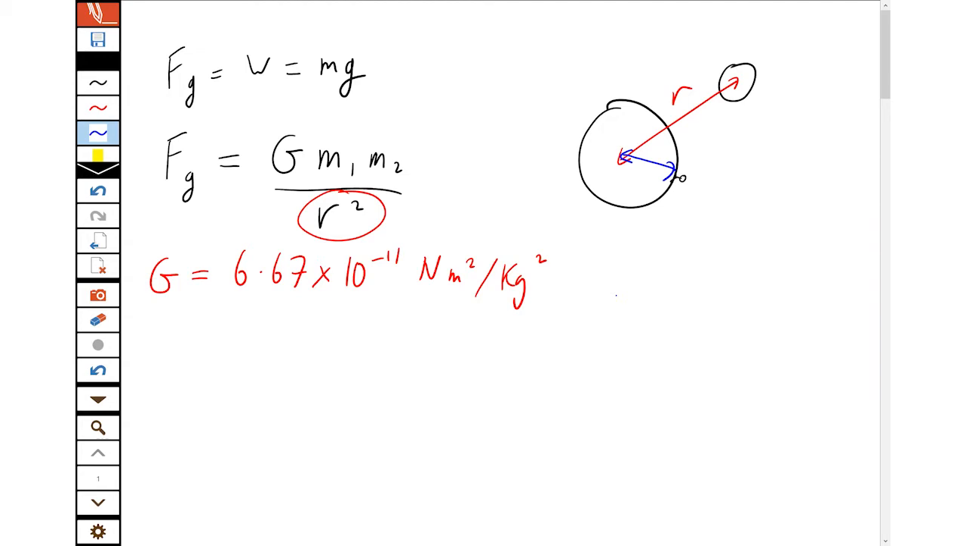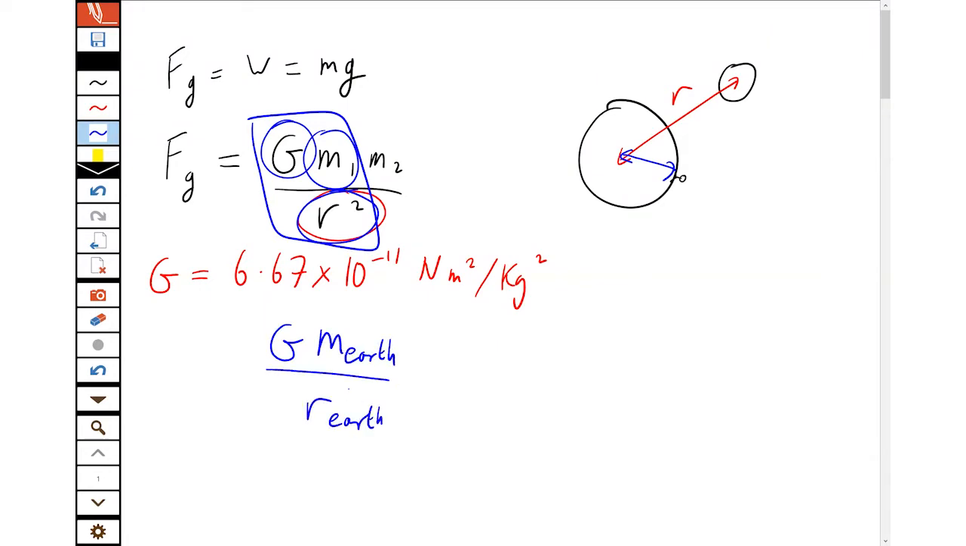In fact, this is something that happens quite a lot. We often talk about things on the surface of the Earth, so the radius is always pretty much the same. The mass of the Earth is always pretty much the same. And the universal constant of gravitation, well, I'll let you guess how often that changes. So we gather all those together: mass of the Earth, radius of the Earth squared, and we just call those G, the acceleration due to gravity near the surface of the Earth, which we know to be 9.8 meters per second squared.